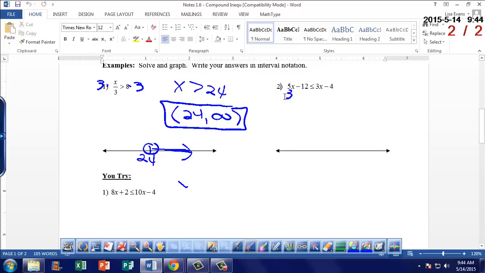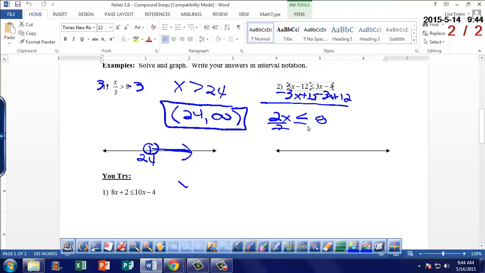Okay, next problem. I'm going to go ahead and move my x over. When I do that, I get 2x. I'm also at the same time going to move my 12 over because I want to get that x by itself. So I get 2x is less than or equal to 8. I'm going to divide both sides by 2. x is less than or equal to 4. I'm going to put 4 on my number line, a closed circle because it can equal it, and an arrow to the left. So we have parenthesis negative infinity, 4, bracket.